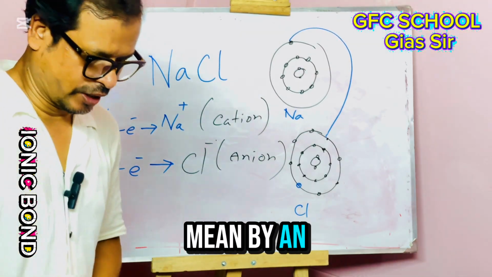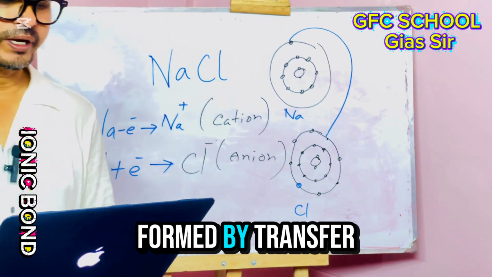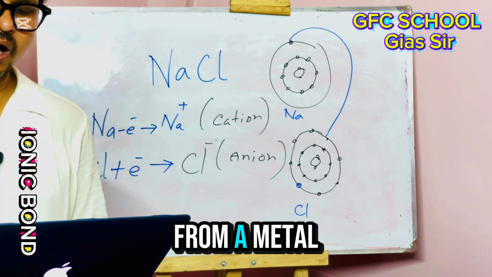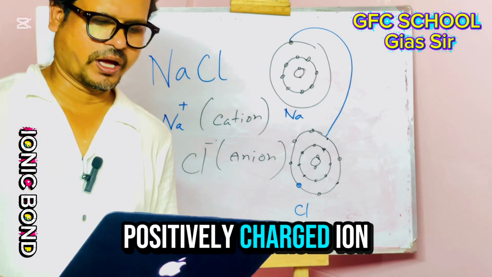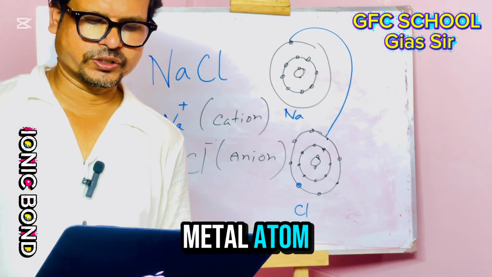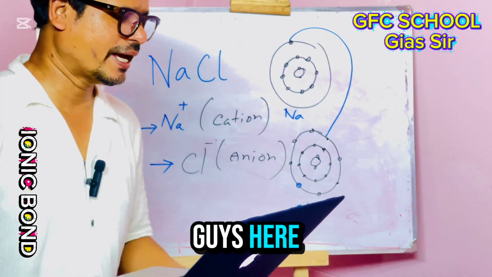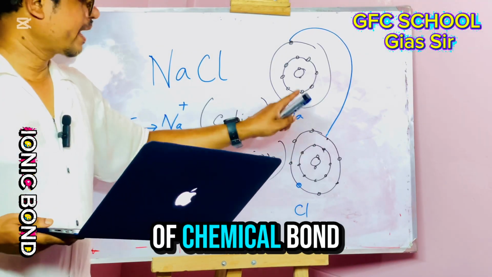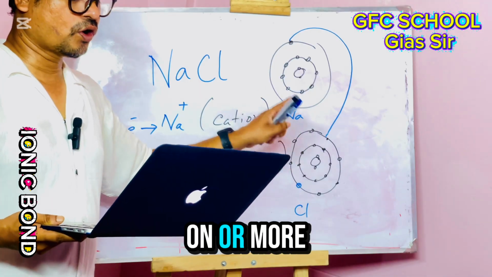What do you mean by an ionic bond? An ionic bond is a type of chemical bond formed by transfer of one or more electrons from a metal atom, which forms a positively charged ion, to a non-metal atom, which forms a negatively charged ion. Guys, ionic bond is a type of chemical bond formed by the transfer of one or more electrons.